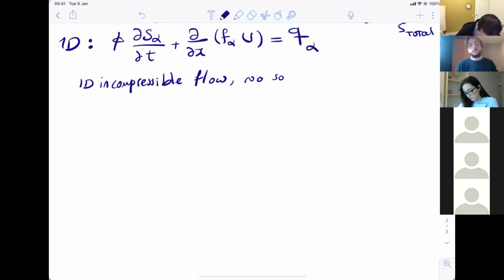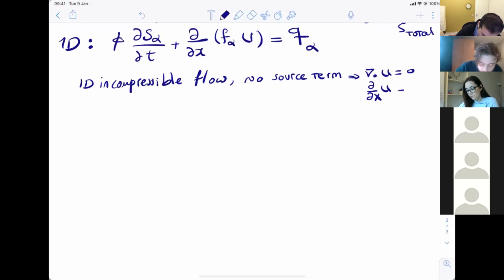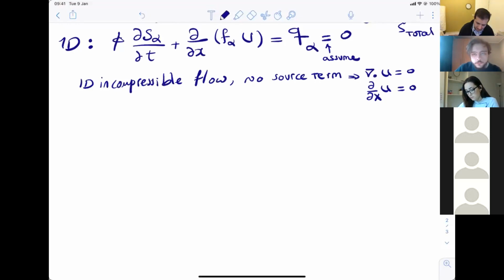no source term. Imagine all I do is by boundary conditions, which means that the divergence of velocity is 0. This is what we discussed last time. Or d dx in 1D of u would be 0, if there is no source term. If there is a source term, it will be q. Now, let's study this problem with q alpha being 0. Let's just assume that for this analysis.